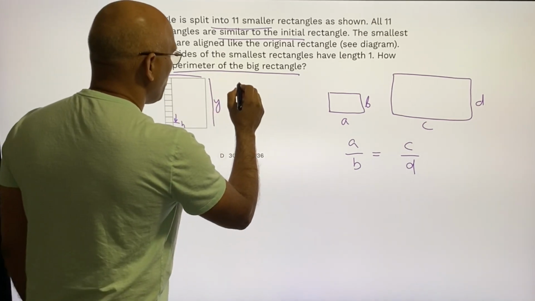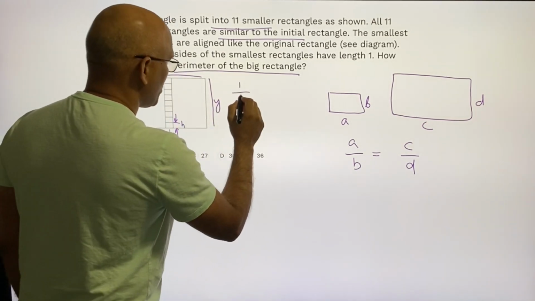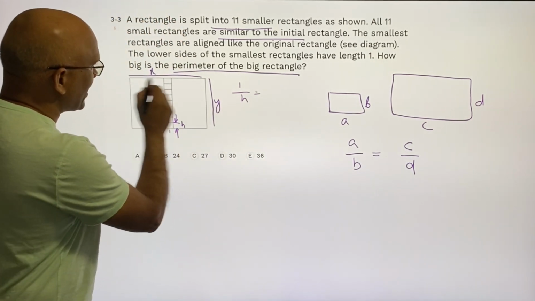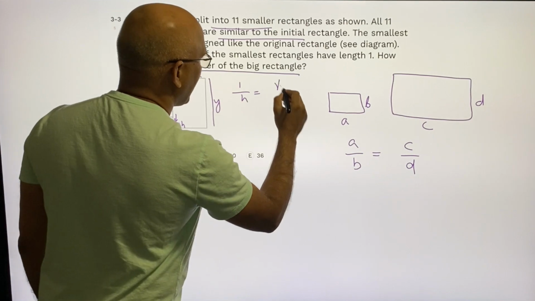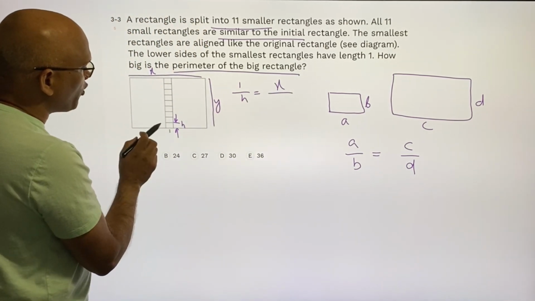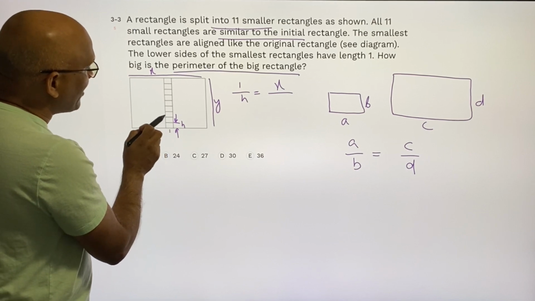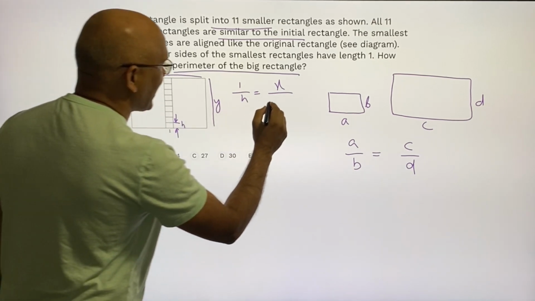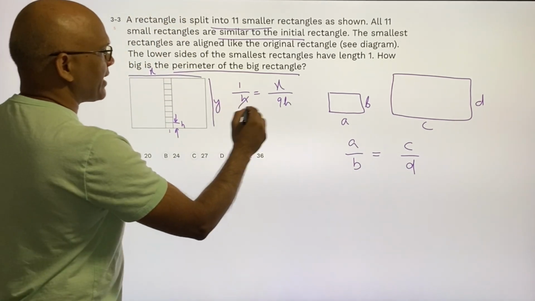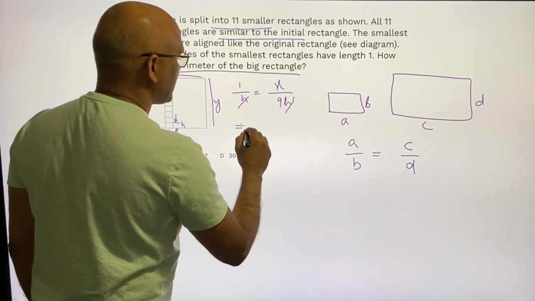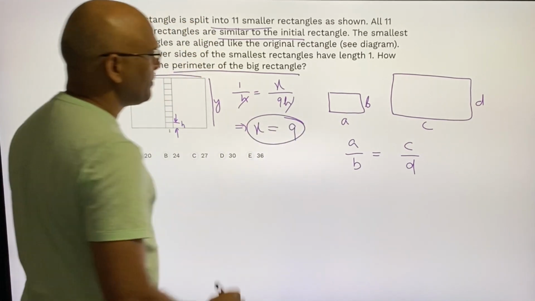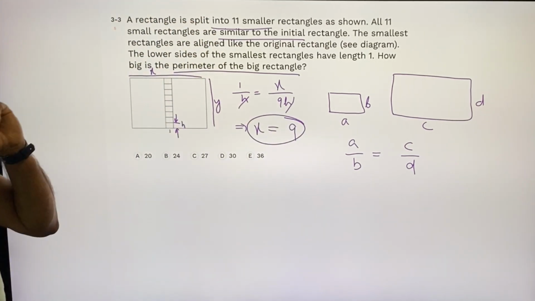So that means 1 over H is going to be, the side corresponding to 1 is X, so X over Y. But what is Y? Y is going to be, in terms of H, there are 9 of the smallest rectangles, so that is 9H, right? So here I can cancel out H. This tells me X is equal to 9. Okay, so I found X.